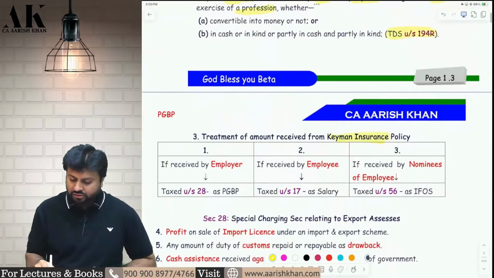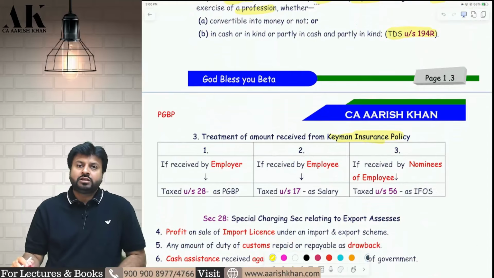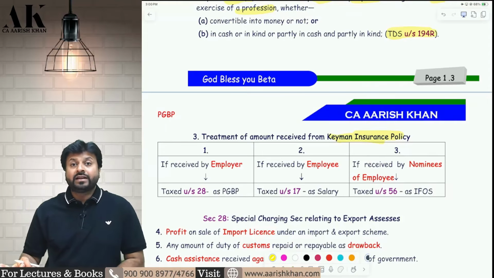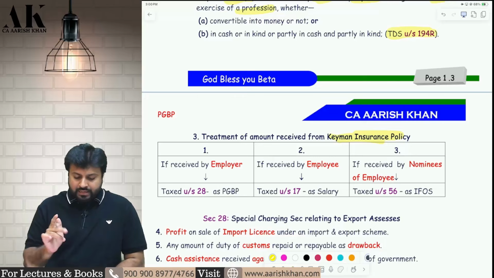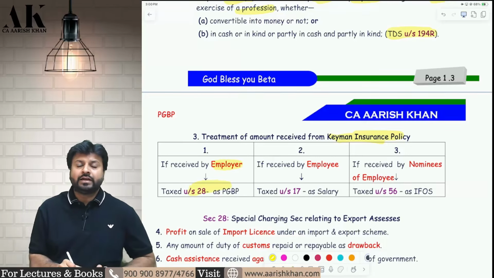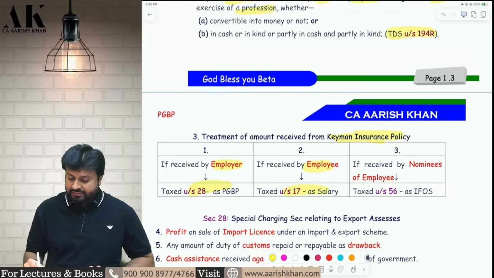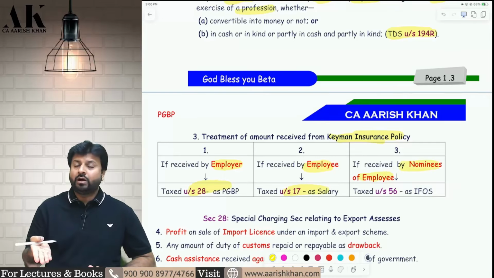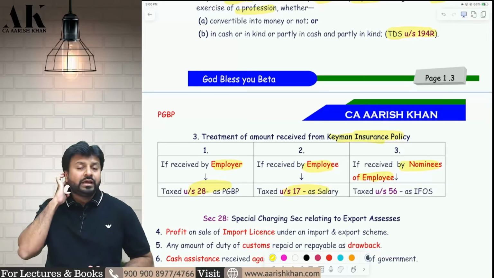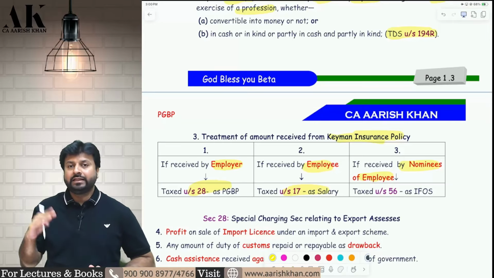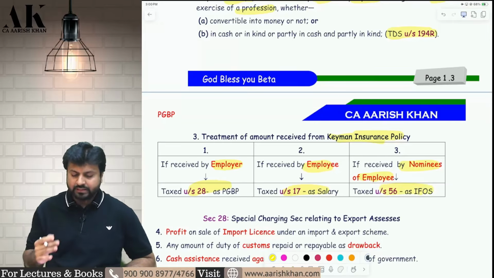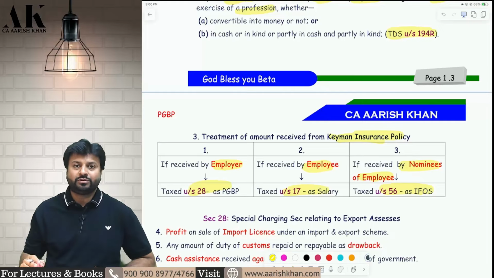Next one, Keyman insurance policy. Sir, what is the treatment of Keyman insurance policy? That depends upon who is receiving it. Keyman insurance policy is 100% taxable. There is no doubt about it. But in whose hand it is taxable, that is important. If it is received by the employer, then it is taxable under PGBP. If it is received by the employee, then it is taxable under salary. If it is received by the nominee of the employee, the family members of the employee, suppose the employee is dead and the family members are receiving, then it is taxable as income from other sources. I hope it is clear to all of you.